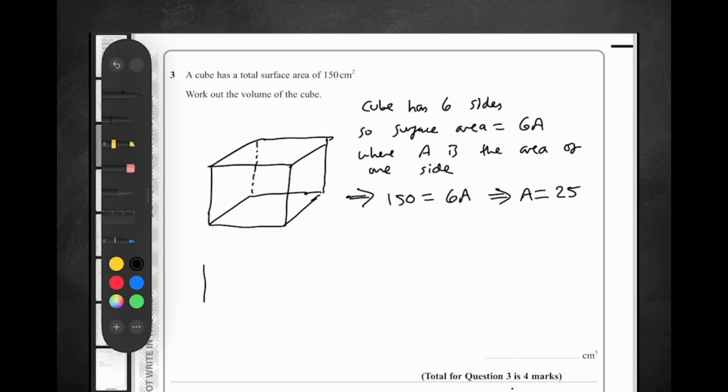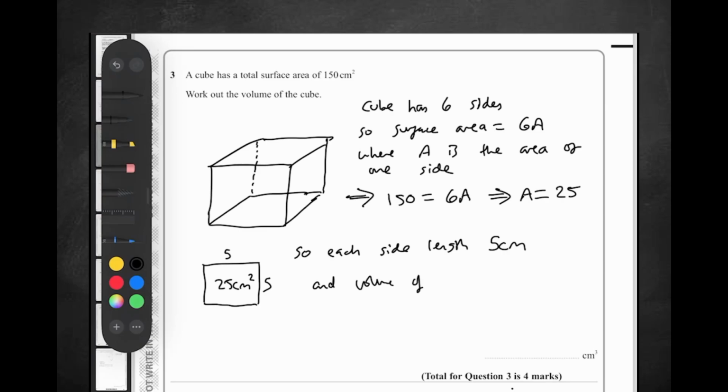So since it's a cube, we know that each side is a square with the same length sides. And if we know the area is 25, then each side must be 5 centimeters. So each side length is 5 centimeters, and the volume of a cube is going to be the height times the width times the depth, which is going to be 5 times 5 times 5, which is going to be 125 centimeters cubed.